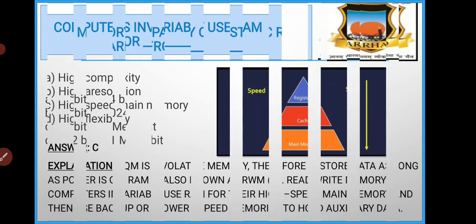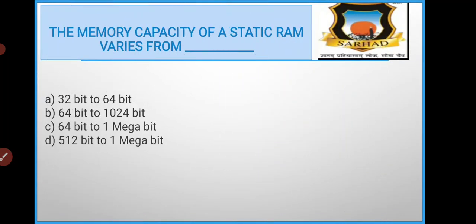Now question number 20. The memory capacity of the static RAM varies from dash dash. Option A, 32 bit to 64 bit, option B, 64 bit to 1024 bit, option C, 64 bit to 1 megabit, and option D, 512 bit to 1 megabit. So the correct answer is option C, that is 64 bit to 1 megabit.